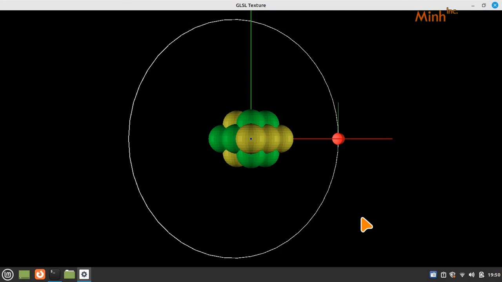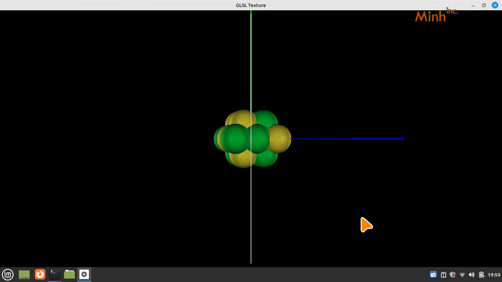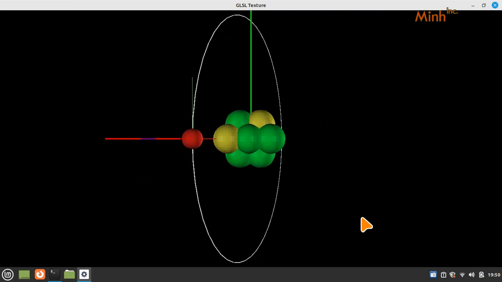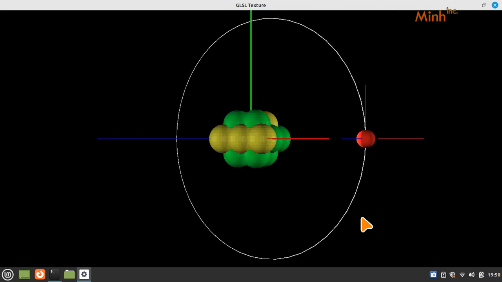Okay, so now we can see the local axis of the electron. It is visible now, clear cut. Okay, so the electron has its own local axis, and that is blue, blue, red and green.